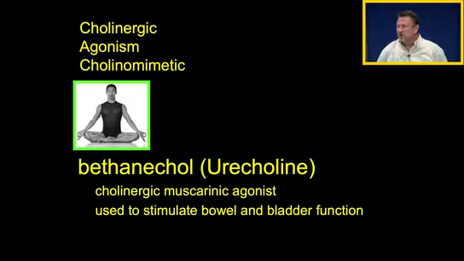All right, so let's talk about direct cholinergic agonism, direct cholinomimetics like bethanechol. Bethanechol is similar to acetylcholine in structure. It's a synthetic form of acetylcholine, and so it'll be a cholinergic muscarinic agonist. And so you'll hear it called a cholinergic drug, you'll hear it called a muscarinic drug, maybe somebody will call it a parasympathomimetic drug if they like using big words. All right, and we can use this as a drug to stimulate bowel and bladder function.